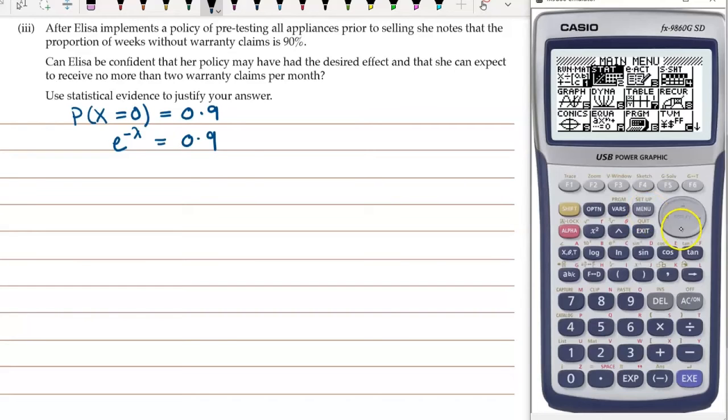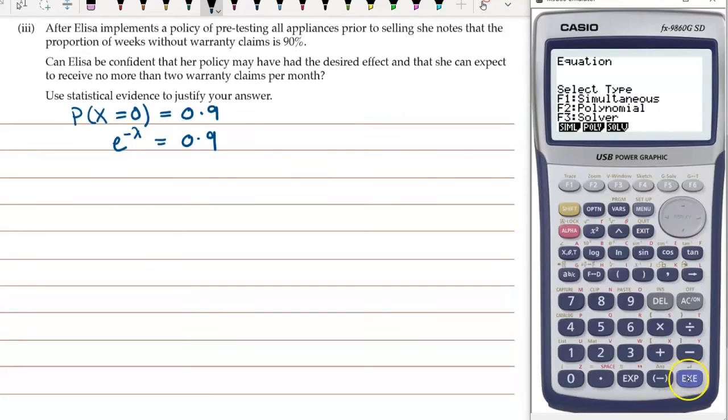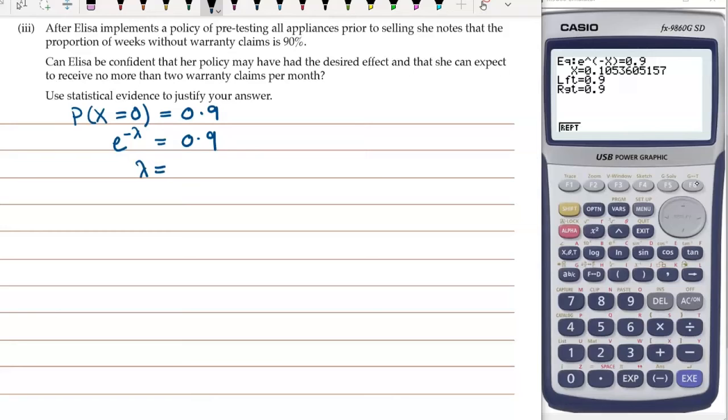Now, if you don't like playing around with the algebra, we can go to equation solver here. So we pop in e to the negative lambda. Well, we don't have a key for lambda, so I'm just going to use x is equal to 0.9 and solve. So lambda is 0.105. And that was per week.